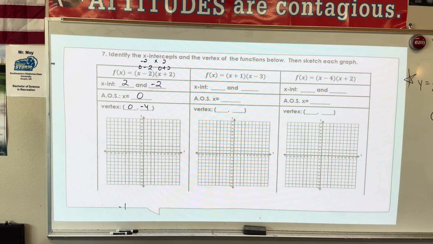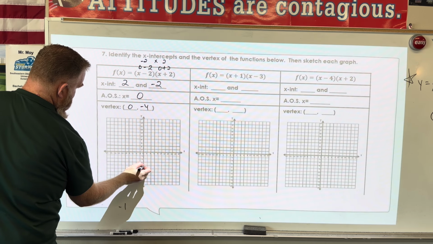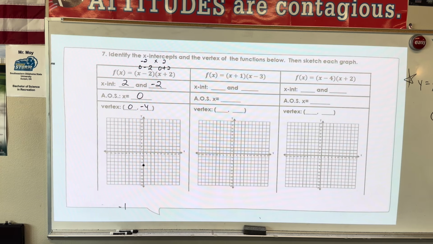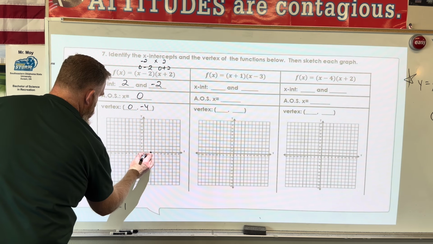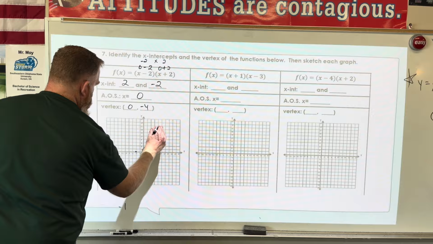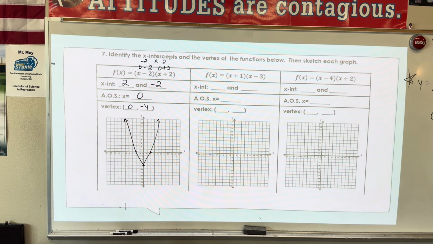Right? So now I'm going to plot it. My vertex is 0, negative 4. 1, 2, 3, 4. Go down 4. What are my two x-intercepts? Positive 2 and negative 2. So now I can just... That looks more like a V, but you get the point. Sorry, I didn't make a very good curve. It works.